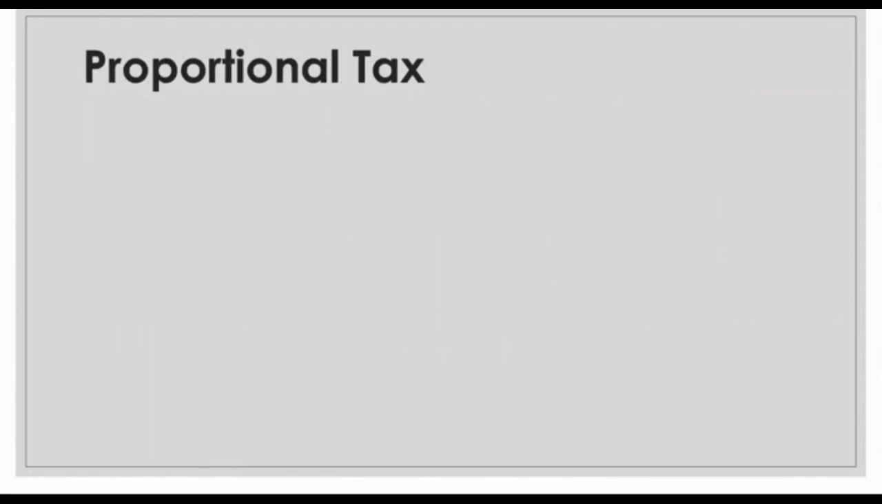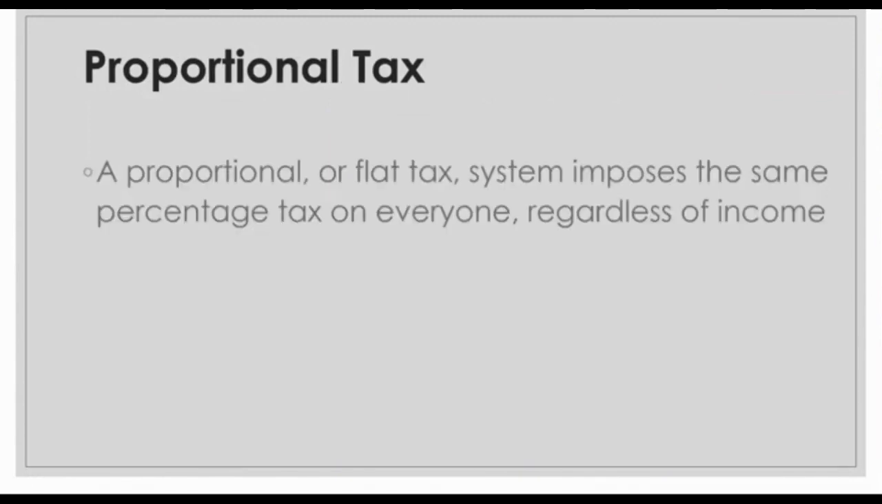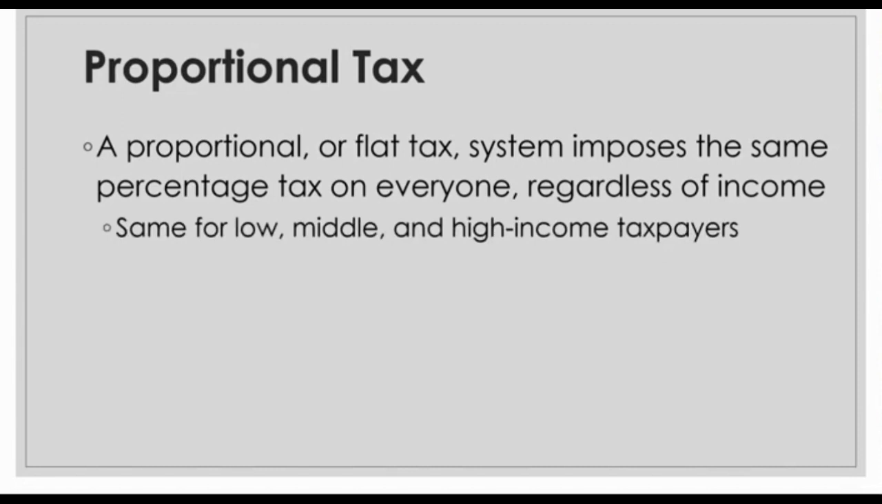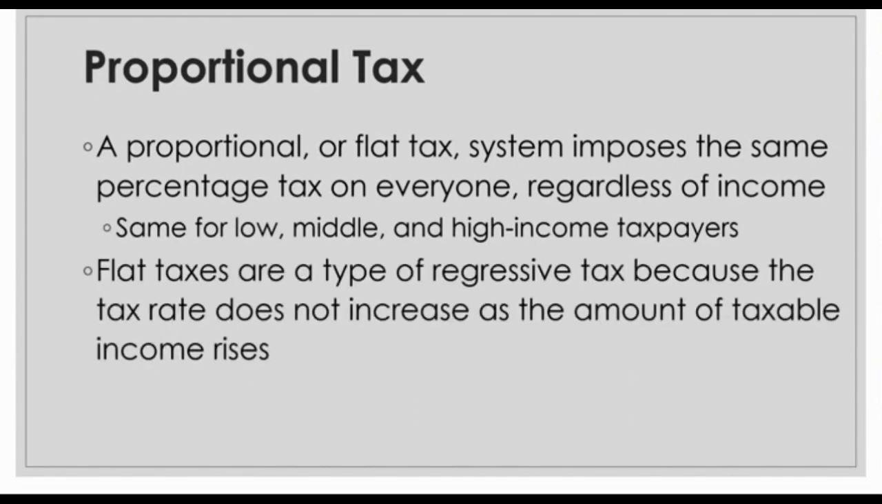When we take that and apply it to income, we get a proportional tax. This works the same way. It applies the same percentage tax on everyone, regardless of their income. So whether you're low income, high income, somewhere in between, you're paying the same percent.